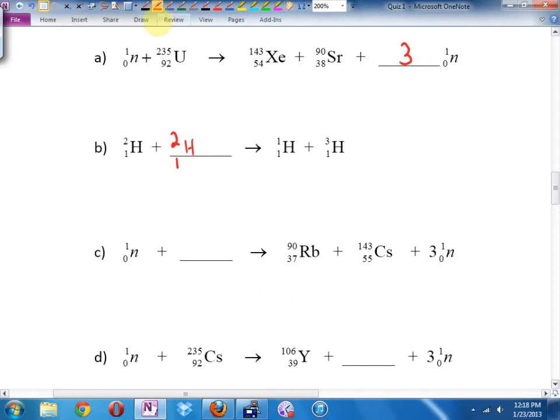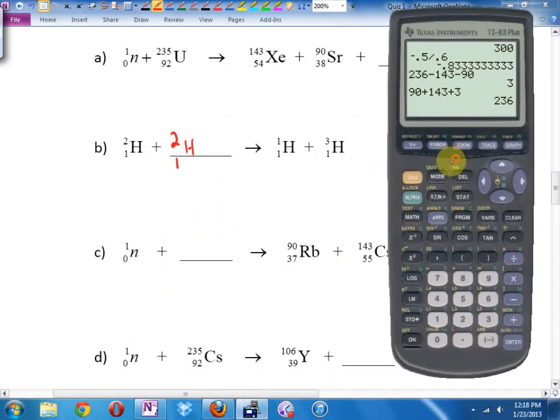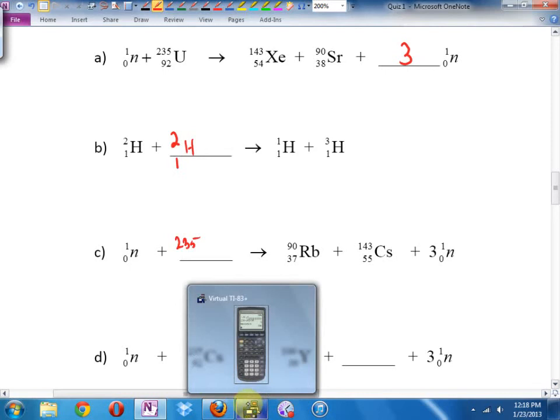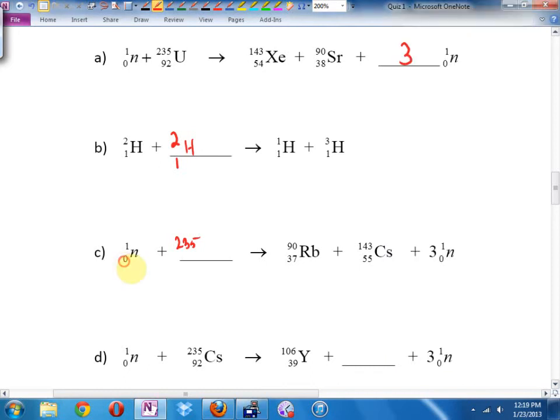Let's see. In terms of mass, at the end I have 90 plus 143 plus 3 neutrons. So I'm starting out with 236. So that must mean this is a mass of 235. In terms of the atomic number, or the number of protons, I got 37 and 55 on the right. I got 92. There's 0 here. I must have 92 there.